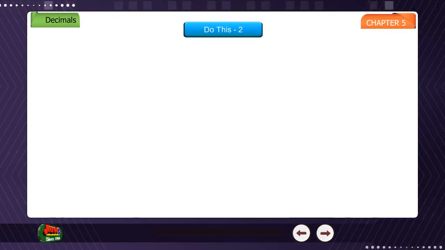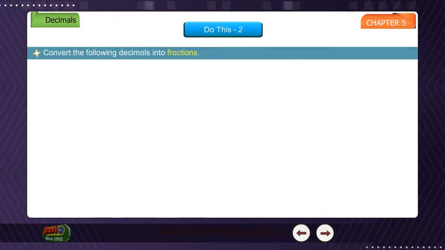Do this. 2. Convert the following decimals into fractions. Problem solving.